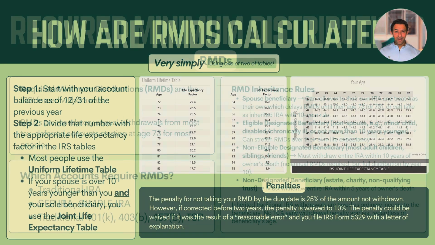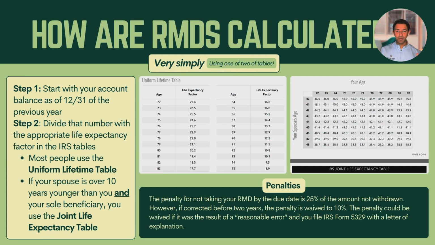So if we want to calculate our RMDs, it is very simple. Let's say hypothetically you hit 73 years old. Great. You now have an RMD in that year if you were born 1960 or before. For most of you watching, age 73 is going to be your first RMD year. Now there's one special rule regarding when you can take that year one RMD that we'll get to on the next slide, but I first want to talk to you about how to actually calculate what your RMD is.